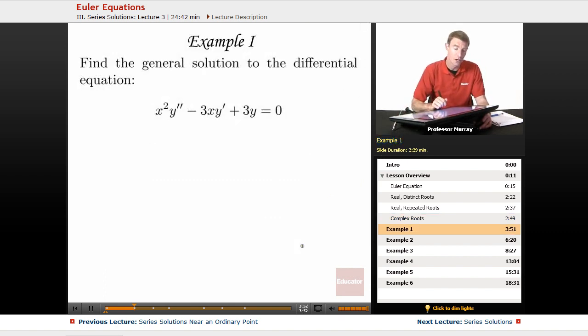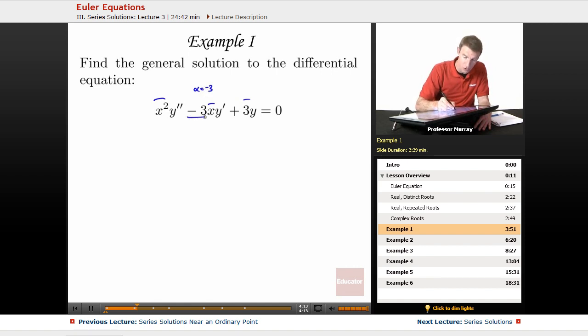In our first example, we want to find the general solution to x squared y double prime minus 3xy prime plus 3y is equal to 0. So we've got this Euler pattern on the coefficients, x squared, x, and then a constant here. So it is an Euler equation. And the alpha here is negative 3, because that's the coefficient here. The beta is 3.